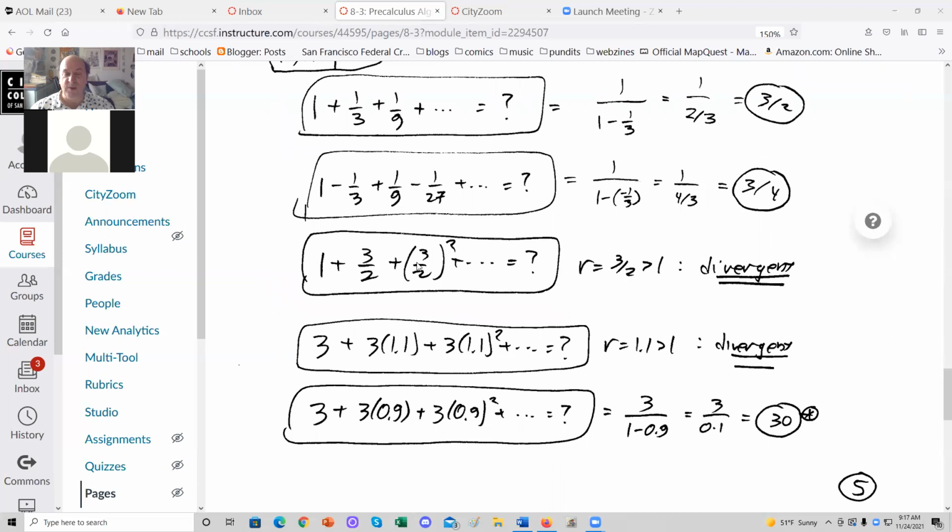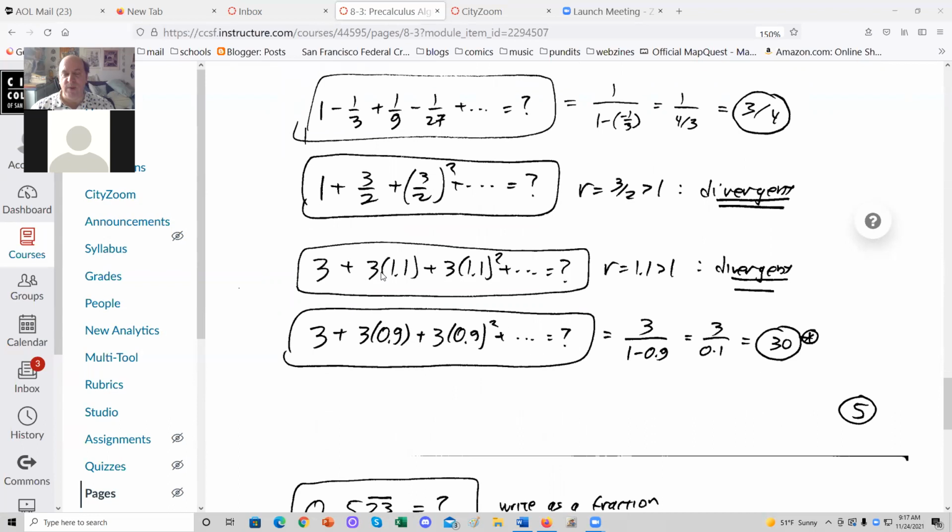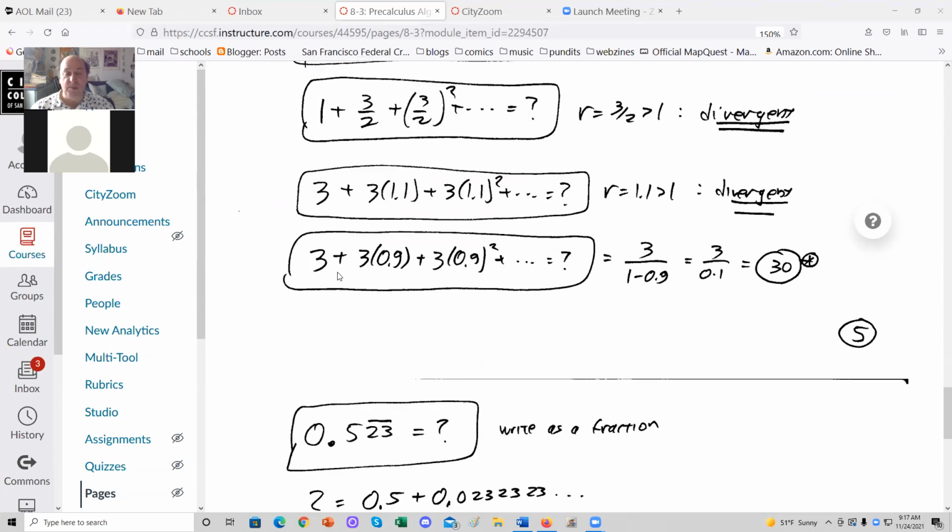Here we have 1 plus 3/2 plus 3/2 squared plus etc. Well, this common ratio of 3/2 is bigger than 1, so it diverges. Here's 3 plus 3 times 1.1 plus 3 times 1.1 squared, etc. The common ratio is 1.1, bigger than 1, so this too diverges. But suppose it's 3 plus 3 times 0.9 plus 3 times 0.9 squared, etc. Well, the initial term is 3. The common ratio is 0.9. So 3 over 1 minus 0.9, which is 3 over 0.1, which is 30.